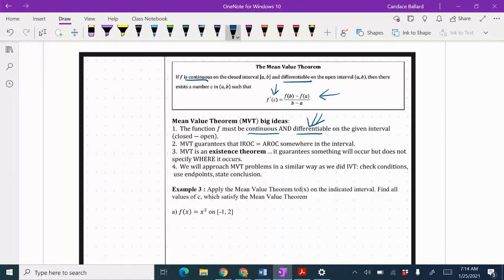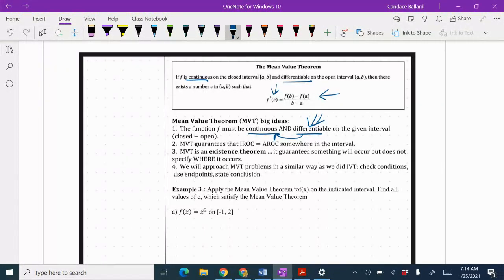You'll notice in a lot of problems, it'll just say differentiable because remember, if it's differentiable, it implies that it's continuous. Given interval, it doesn't really matter as long as you say the closed interval, it's differentiable in the same open interval.